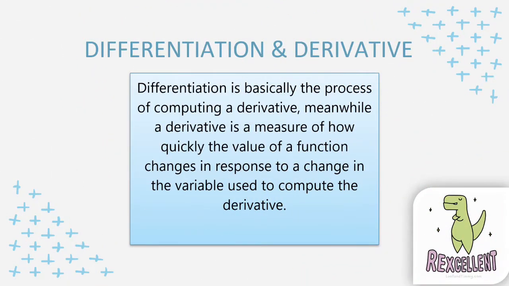Next is differentiation and derivatives. Differentiation is basically the process of computing a derivative. Meanwhile, a derivative is a measure of how quickly the value of a function changes in response to a change in the variable used to compute the derivative.